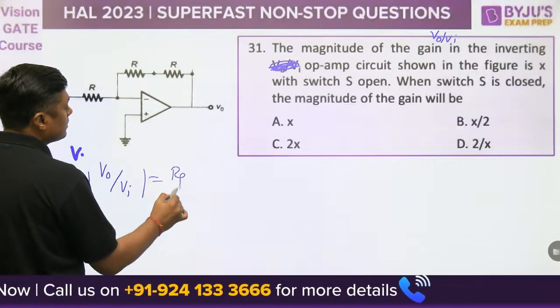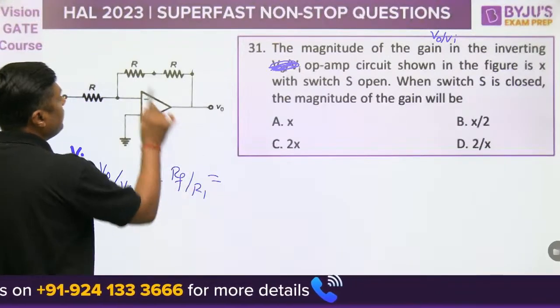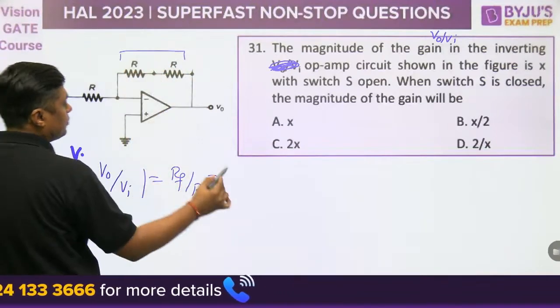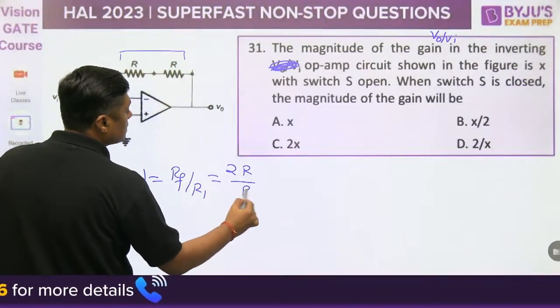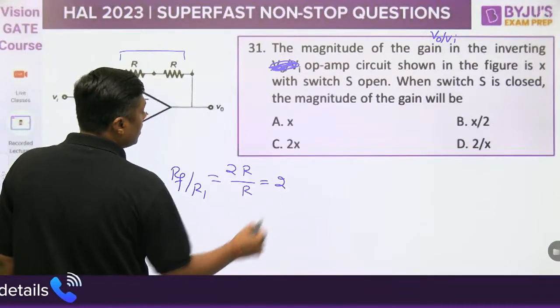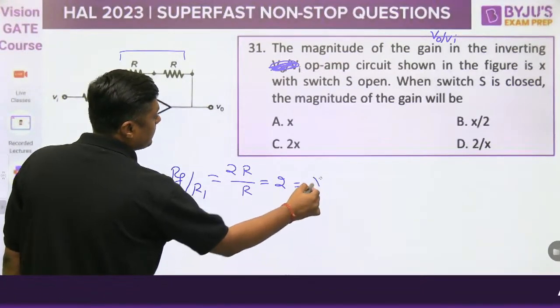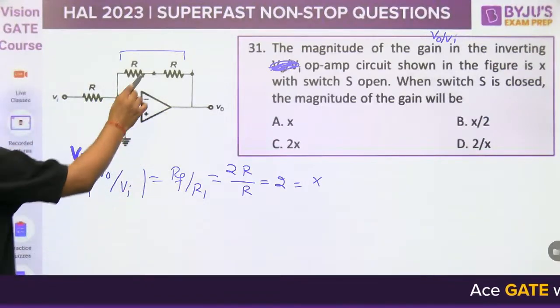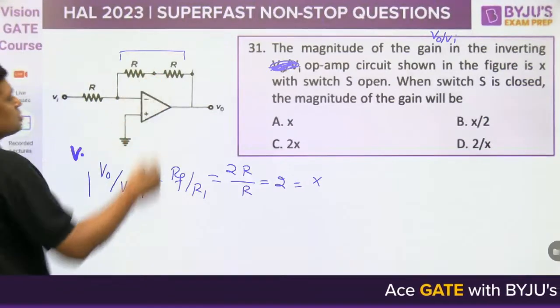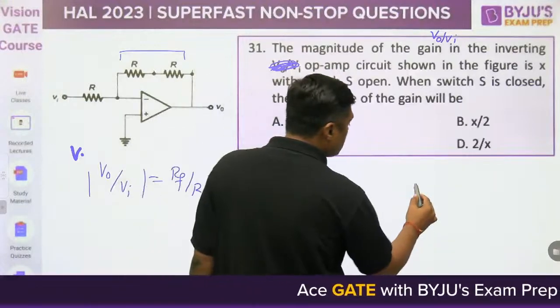RF by R1. What is the RF here? 2R. This is called RF. 2R upon R, that is nothing but 2. This 2 is equivalent to X. Now when this resistor is gone, it is short circuited. What is the RF now?